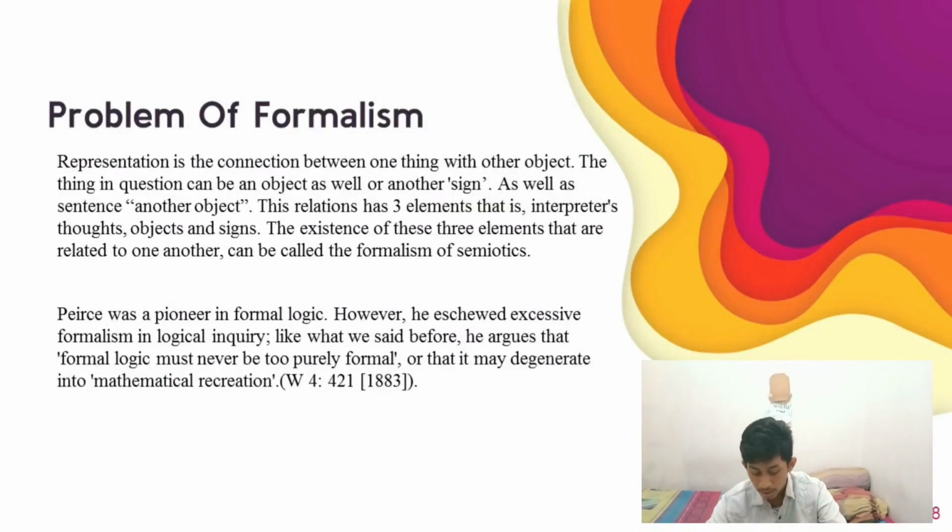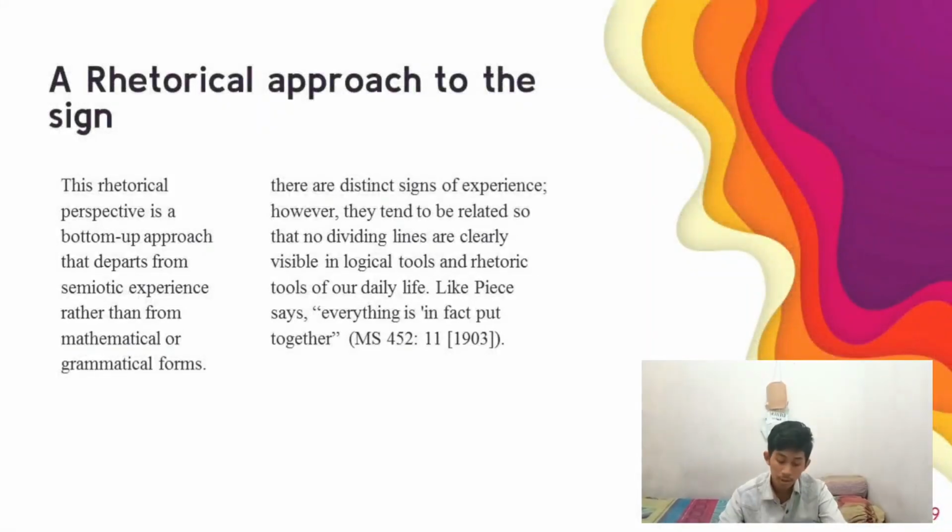Problem of formalism. Representation is the connection between one thing with another object. The thing in question can be an object as well or another sign, as well as a sentence and other objects. This relation has three elements, that is, interpreter, thoughts, objects, and signs. The existence of these three elements related to one another can be called the formalism of semiotics. Peirce was a pioneer in formal logic. However, he eschewed excessive formalism in logical inquiry. Like we said before, he argues that formal logic must never be too purely formal, lest it degenerate into mathematical recreation.